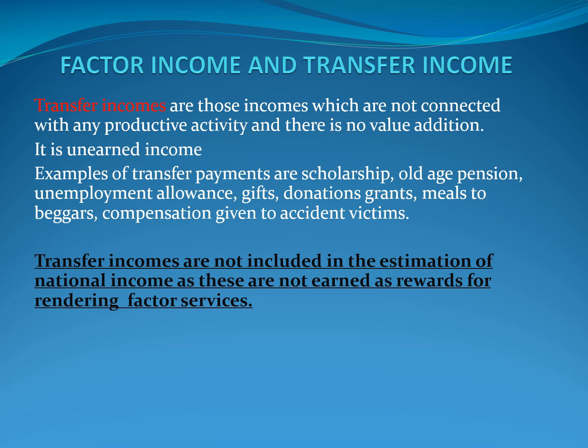Now examples of transfer income are scholarships, old age pensions, unemployment allowance, gifts, donations and grants which are given from the rest of the world to the domestic territory or which flow from the central government to the state government, or they are compensation which is given to the accident victims. Now, transfer payments are not included in the estimation of national income as they are all unearned income.